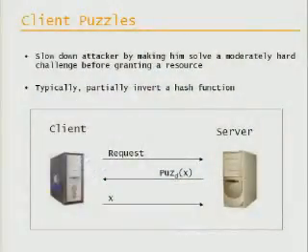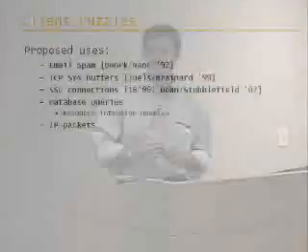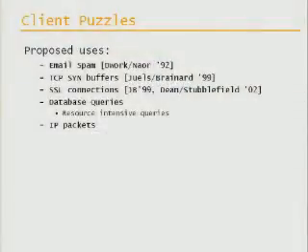There are a bunch of different constructions you can use to make these puzzles. I'm not going to talk about that because it's fairly standard stuff. But one simple example involves partially inverting a hash function. For example, the server might make up a random number x. The puzzle would consist of the hash of x plus some of the bits of x. And in order to solve the puzzle, you have to do exhaustive search over the rest of the bits of x in order to find all of x.